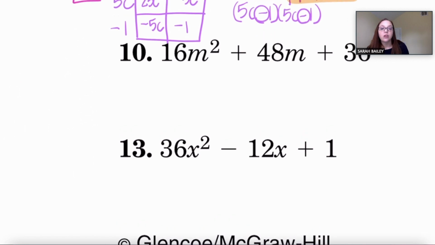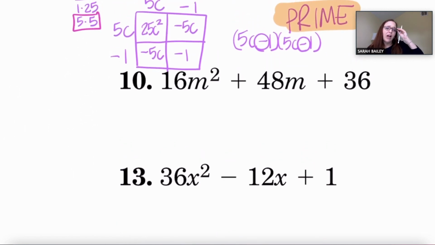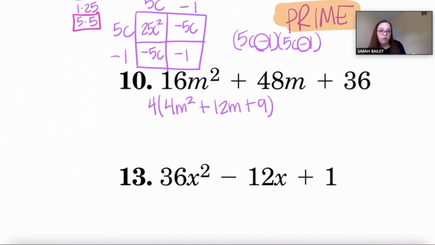Okay, let's look at number 10. So I know 16, 48, 36, I can pull out a 4 from all of those terms before I do anything else. So let's factor a 4 out. That leaves me with 4m squared plus 12m plus 9. Nothing else can be pulled out. All right, so now I'm going to try and factor that 4m squared plus 12m plus 9.